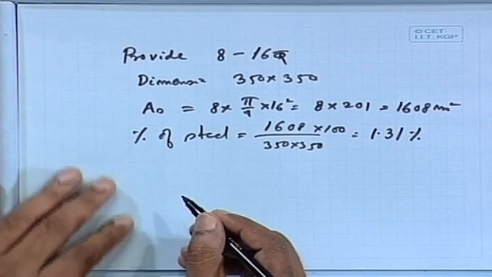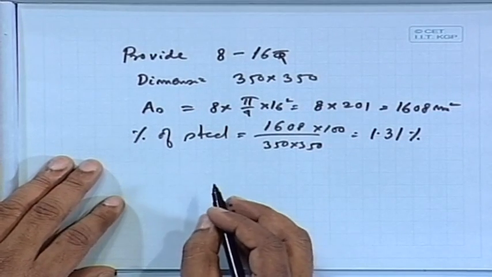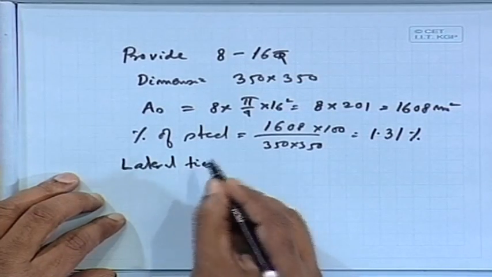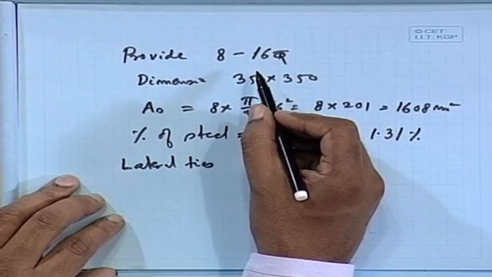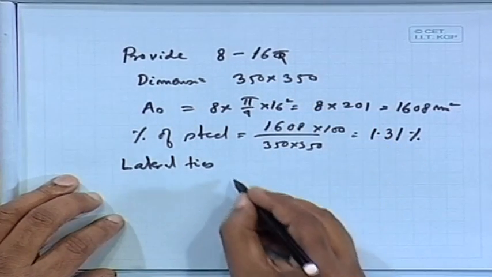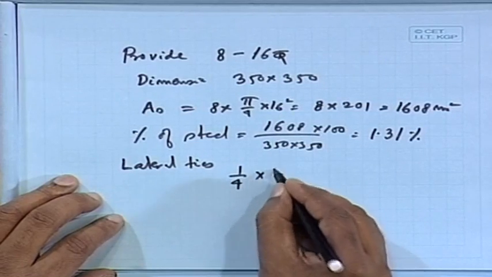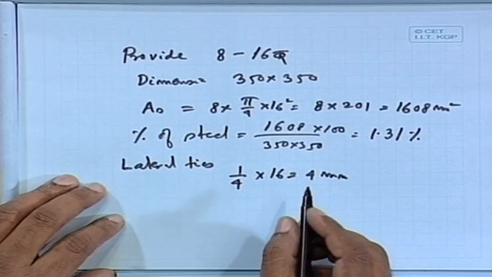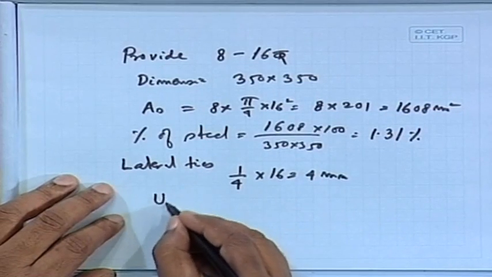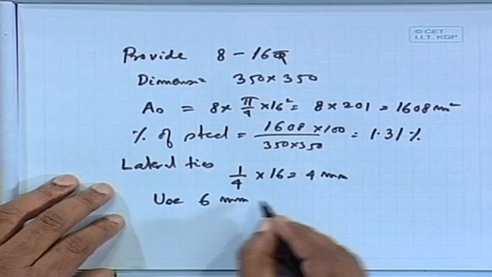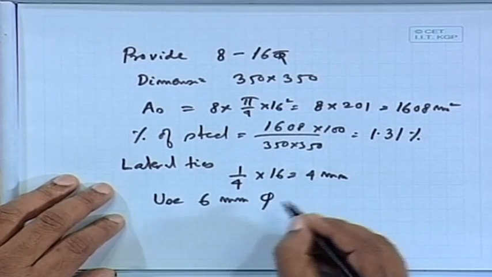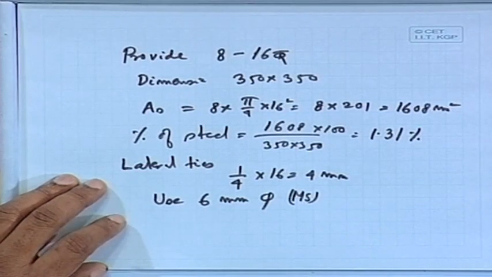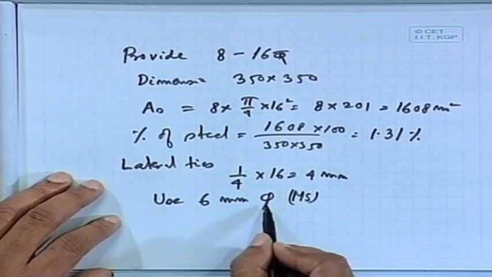What about then lateral ties? Lateral ties, we can say 1/4 of 16, but there is no such bar. 1/4 times 16 is 4 millimeter. There is no such bar of say 4 millimeter. So, use 6 millimeter, and that one will be here phi, that mild steel, because 6 millimeter torque steel is not available. Torque steel is available only from 8 millimeter. So, we can provide 6 millimeter, even then we can provide.